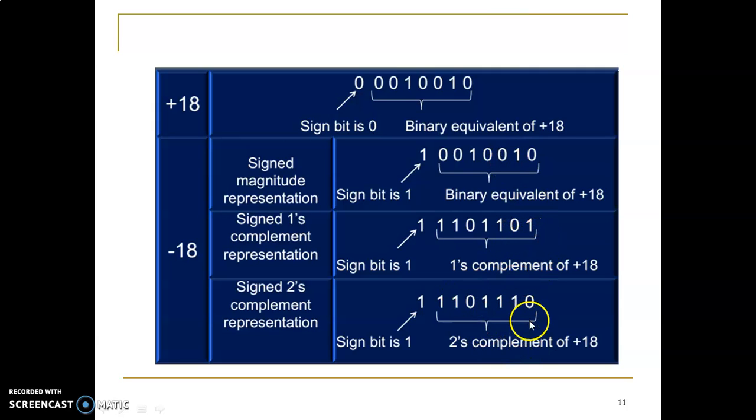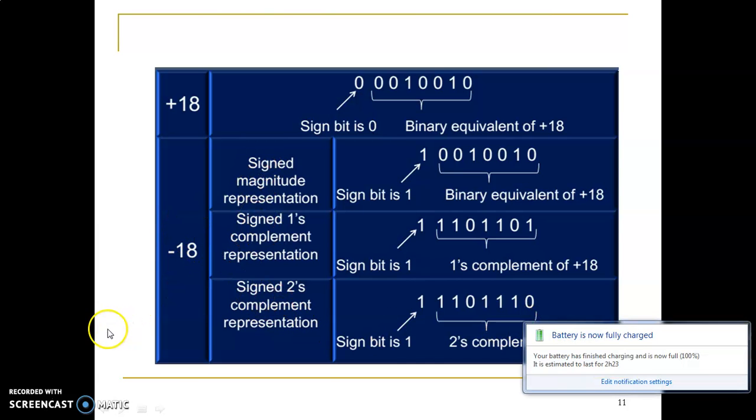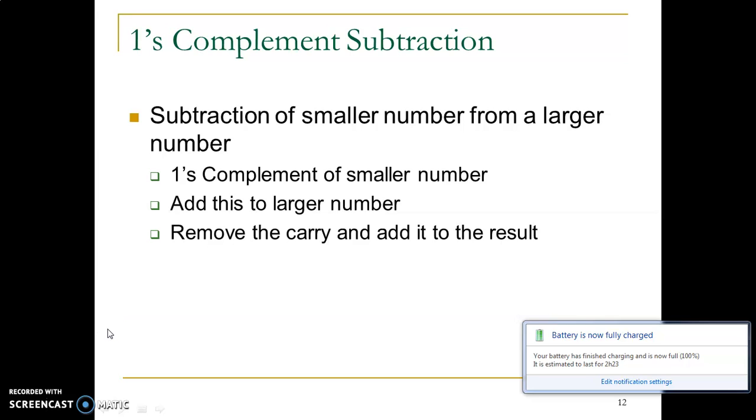So that is the 2's complement of plus 18. So this is how a negative number can be represented in all 3 representations. 1's complement subtraction. Subtraction of a binary number using the 1's complement method allows subtraction only by addition.